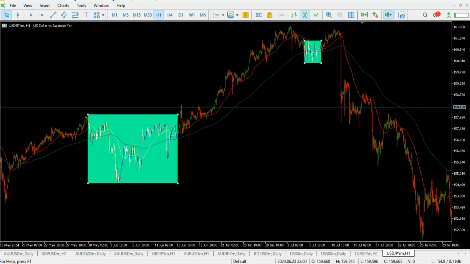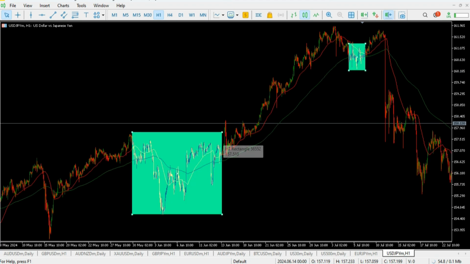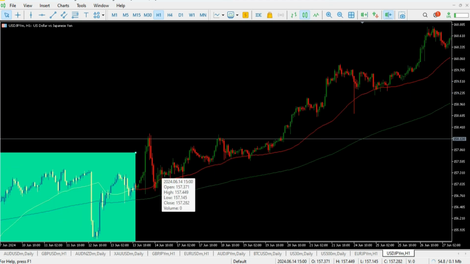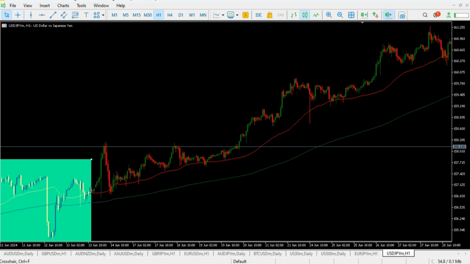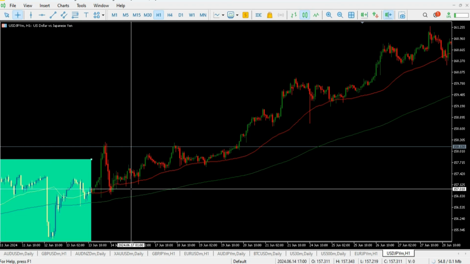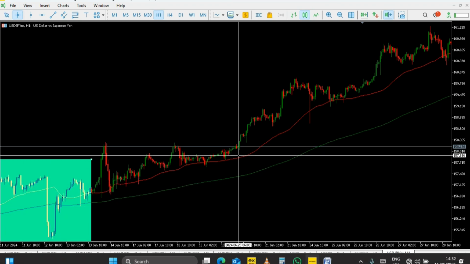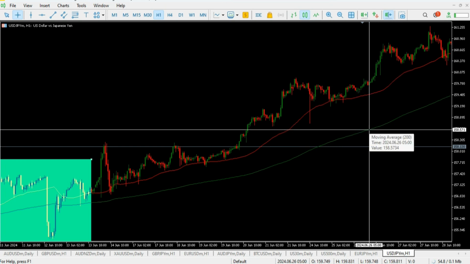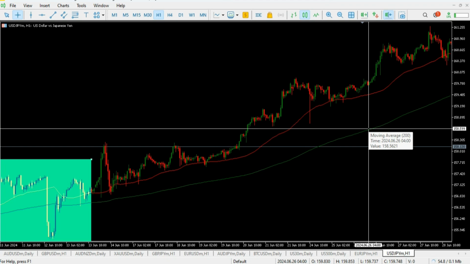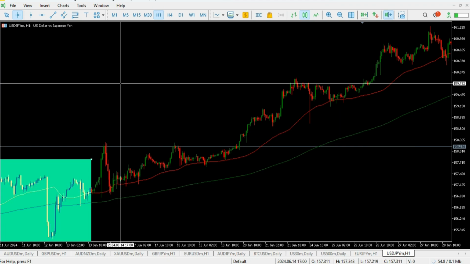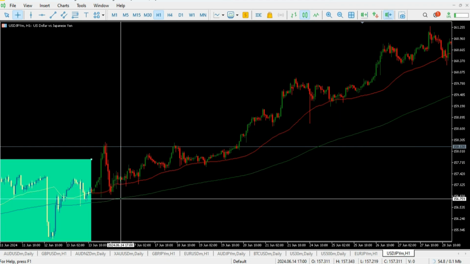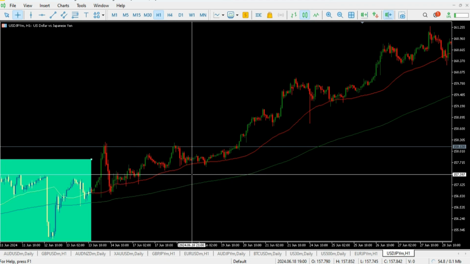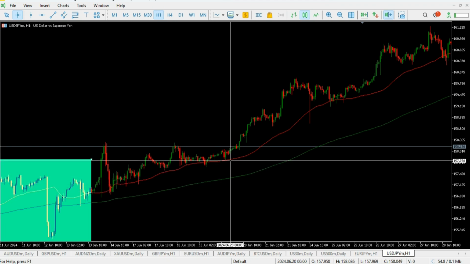If you can see here, price was creating pullbacks, and none of these pullbacks touch the 200 exponential moving average, which is the green. None of these pullbacks was touching the 200 exponential moving average, identifying volume in the market. Clear volume implies a clear trend.